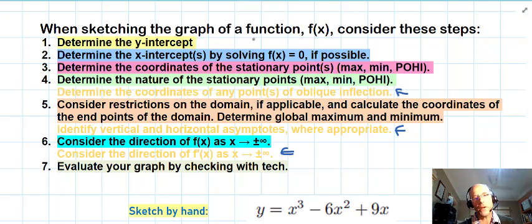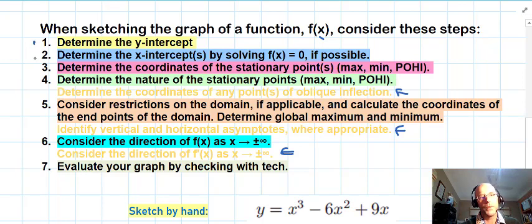So when sketching the graph of some function, whether we call it y or f of x, I would like you to consider these steps. Find, and you don't have to do it in this order, but this is a pretty good order, the y-intercept. Okay, the y-intercept happens when x equals 0.